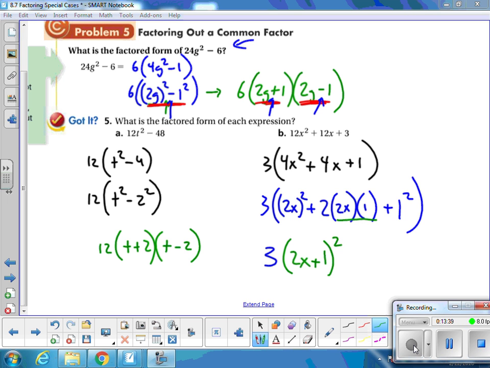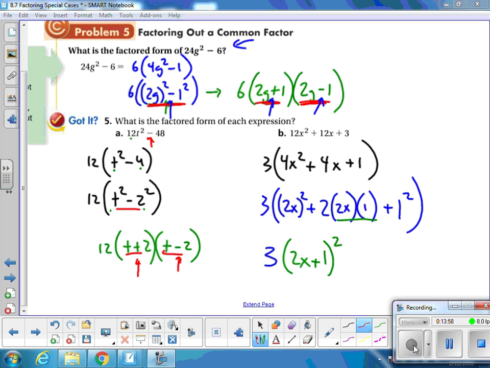First one wasn't too bad, just had to pull a 12 out of here. And then once I did that, I could see that I had a t squared and a 4, which gave me t squared minus 2 squared. And that showed me what my 2 pieces are. All right, and because of the negative, one had to be adding, and one had to be subtracting.